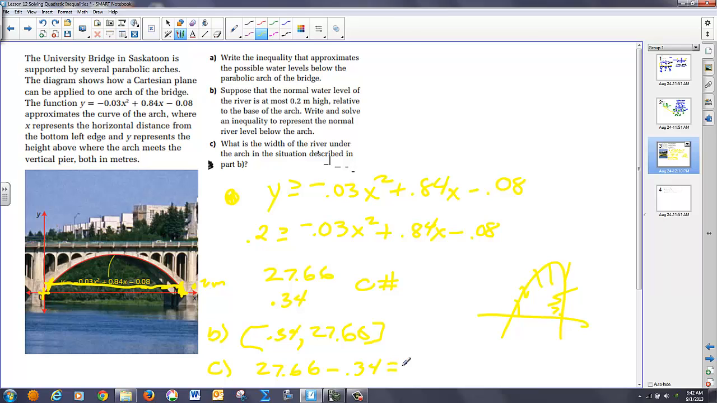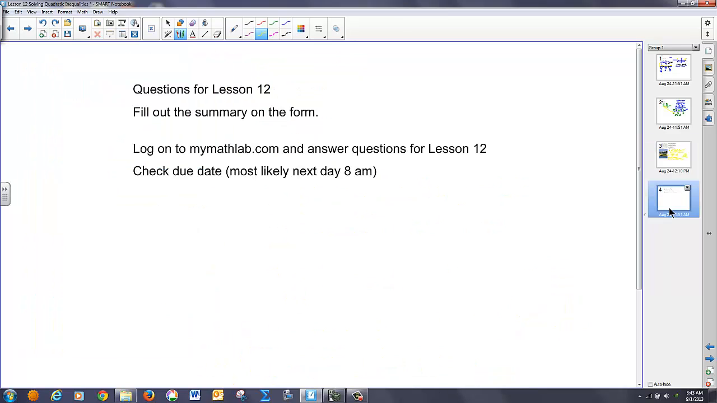So 27.66 minus 0.34 gives us a width of 27.32. Is that meters? I want to say meters, yes. All right, and that's all we've got. So moral of the story, set aside equal to 0, find your critical numbers, do your testing between the intercepts, and then state the answer.